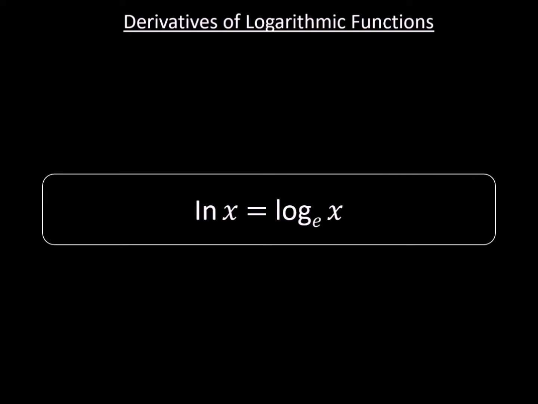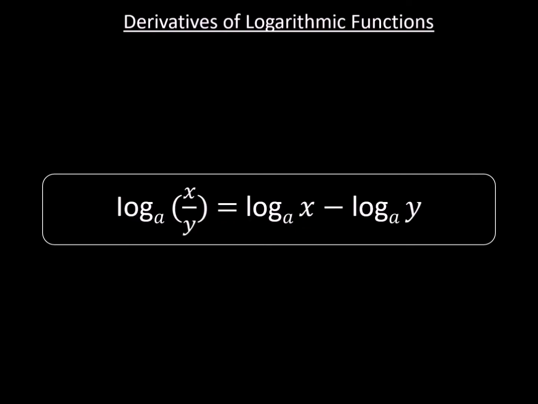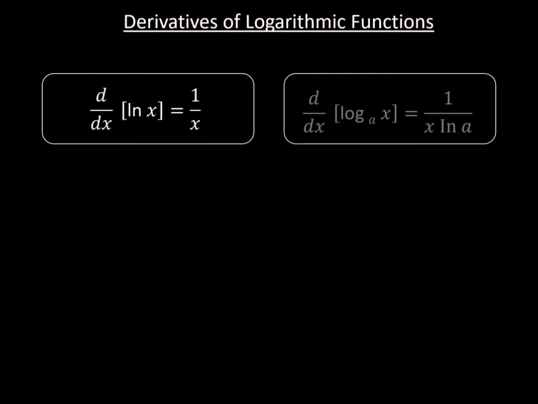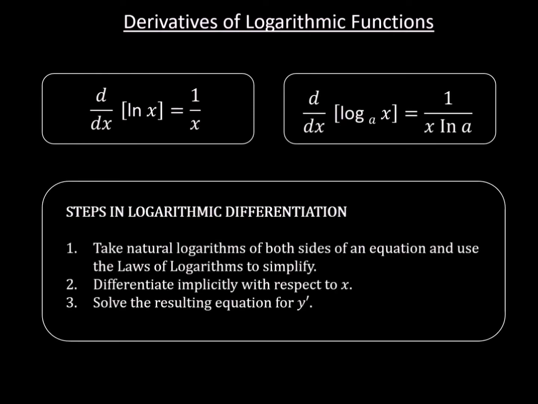Or, ln of x is equivalent to log base e of x. Or, log base a of x over y is equivalent to log base a of x minus log base a of y. And log base b of x is equivalent to log base a of x over log base a of b. It will also be helpful to remember that the derivative of ln of x is equal to 1 over x. And the derivative of log base a of x is equal to 1 over x ln of a.